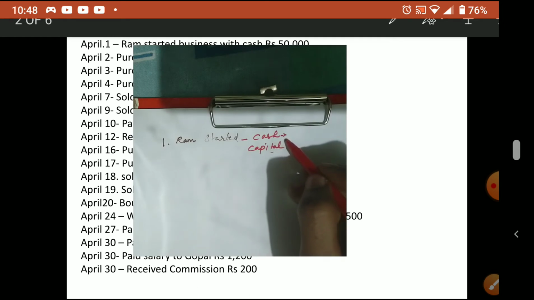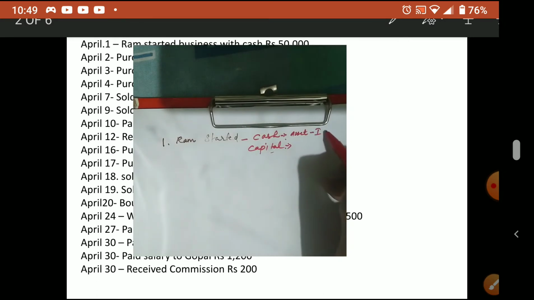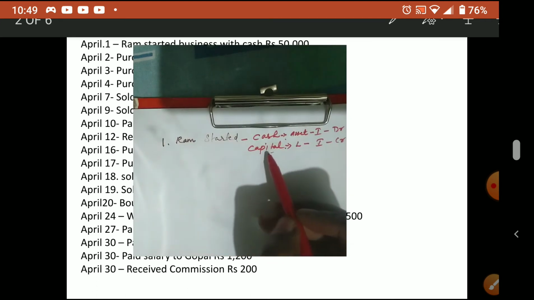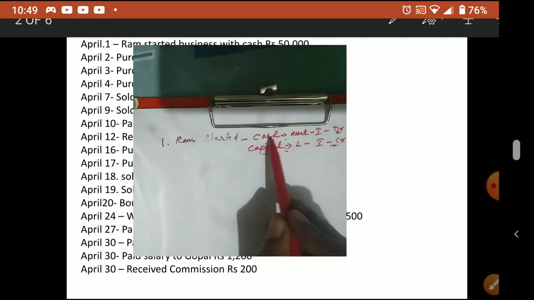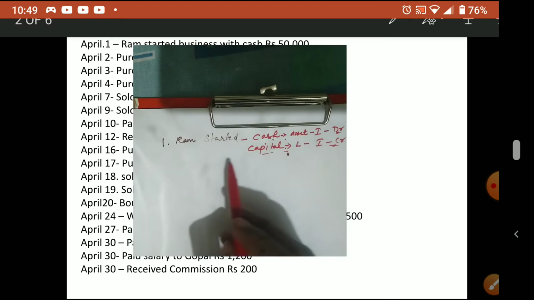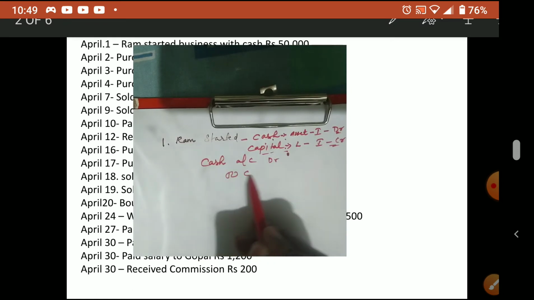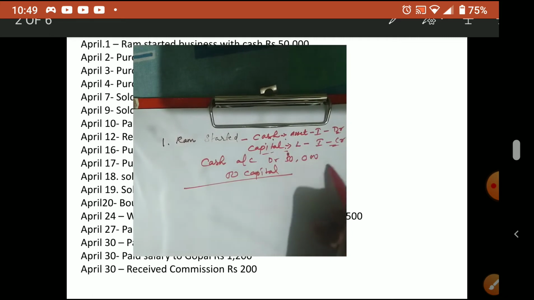So we write one aspect cash, another aspect capital. Cash is an asset. Asset increases, so debit. Capital is a liability, liability also increases, so credit. So cash account debit, capital account credit. How will you write? Cash account debtor to capital. This is the first entry, 50,000, 50,000.